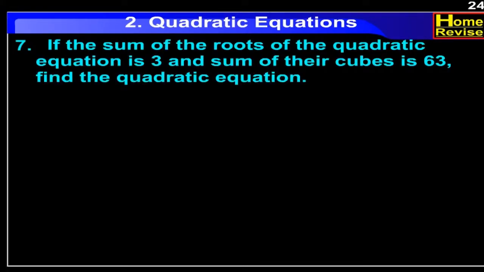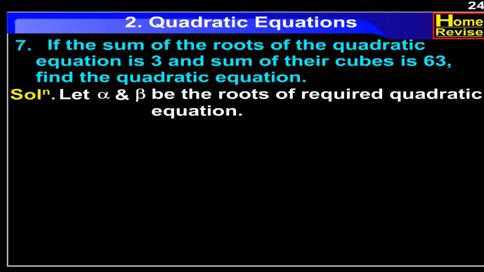If the sum of the roots of the quadratic equation is 3 and the sum of their cubes is 63, find the quadratic equation. Solution. Let alpha and beta be the roots of the required quadratic equation. Therefore, as per the given conditions, alpha + beta = 3 and alpha³ + beta³ = 63.